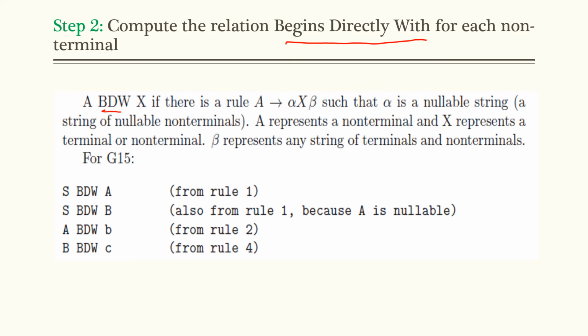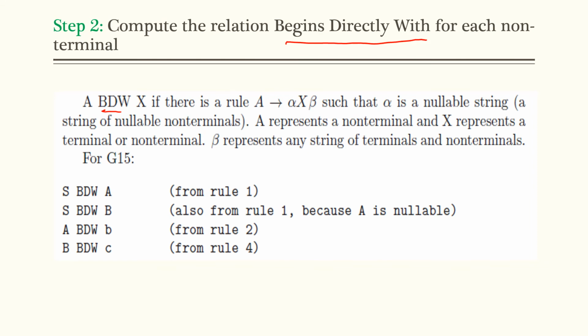Next, the non-terminal A. For the second rule we have A goes to BA, so A begins directly with B. Rule number 3 we ignore because it is nullable, it starts from epsilon. The next one would be B. Non-terminal B, from rule number 4, starts with C. So we say that B begins directly with C.